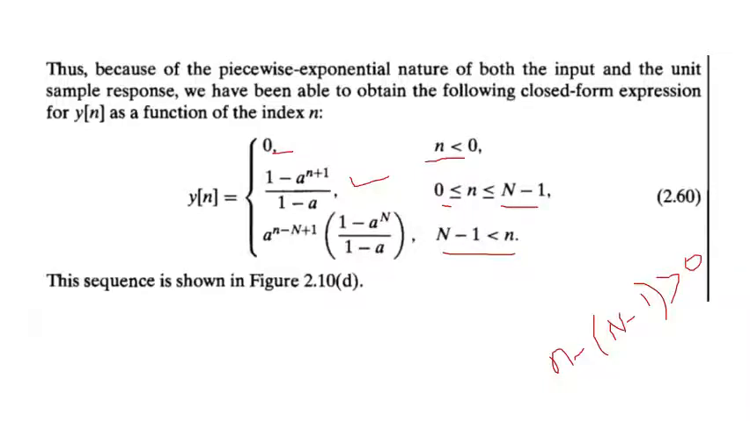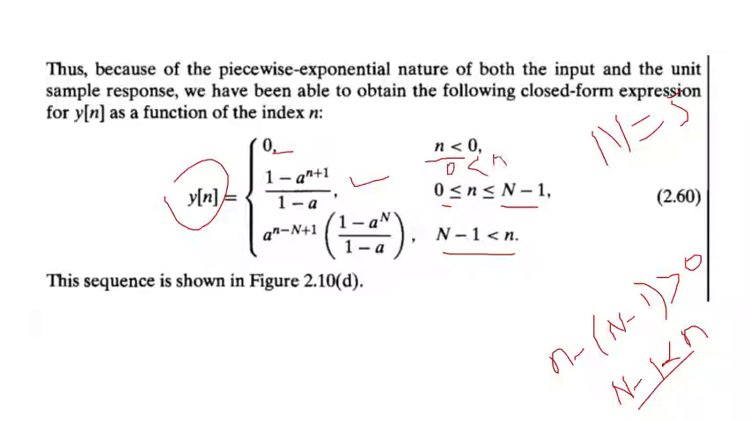So if you simplify this, it will become n minus 1 less than n. So same thing. So this is the overall output. Now you can draw this by giving values to n, small n. So for example, if capital N is equal to 5, this will start from 0 and we have to give 0 to 4 values to n, and this will be like 4 less than n.